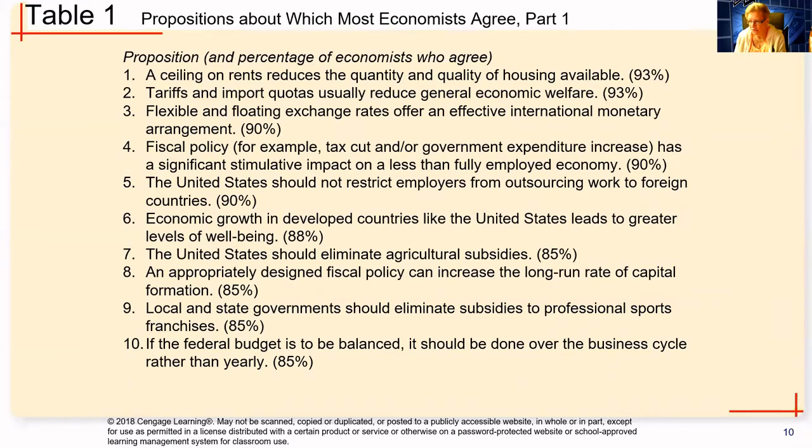Table 1 in your book is a really great listing of the proportions to which economists agree with the statements. And some of them might surprise you. For example, number 7, eliminating agricultural subsidies. Number 2, imports and tariffs.